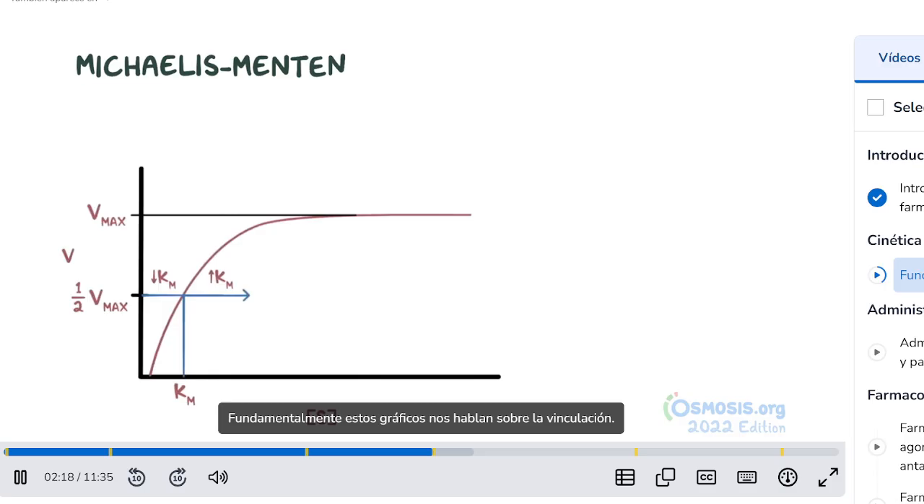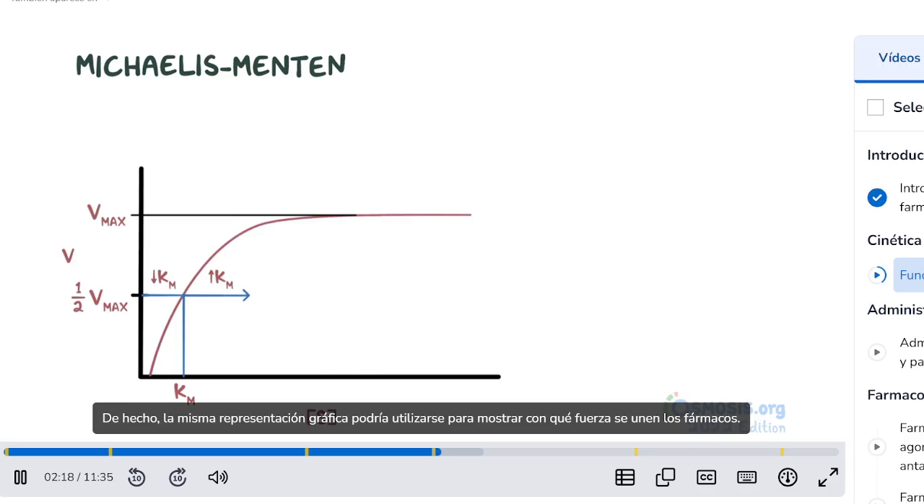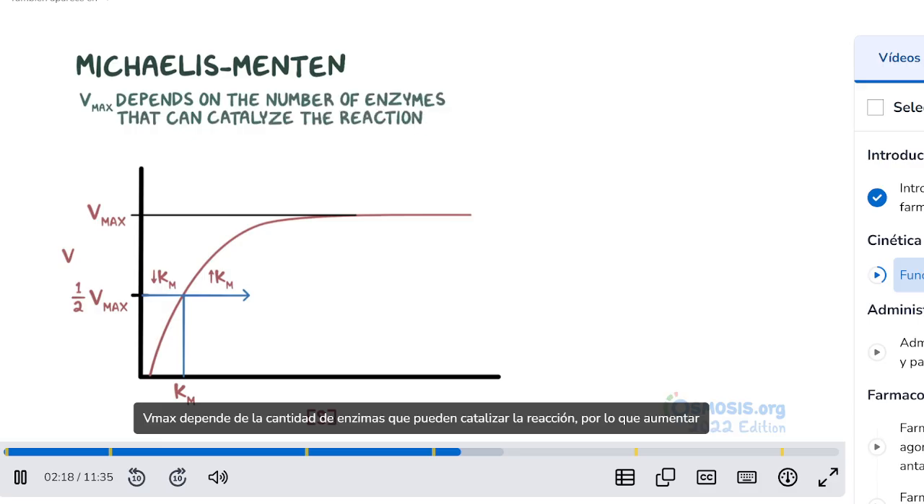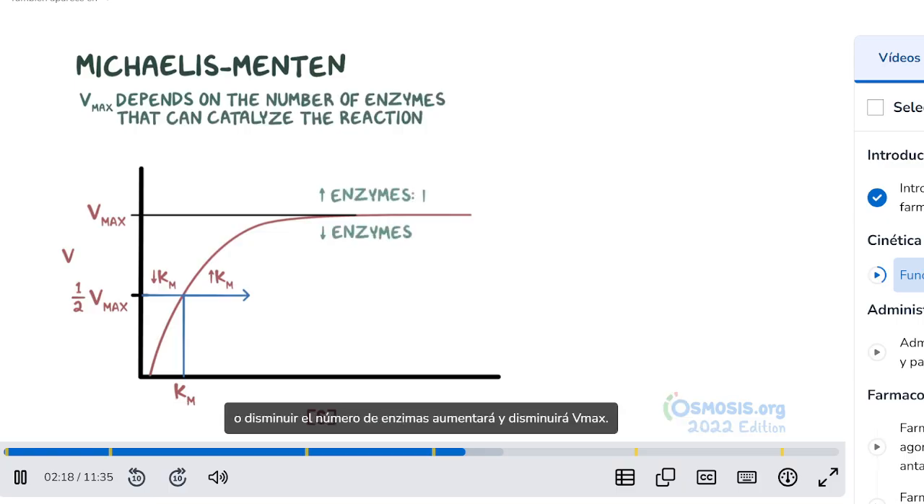Fundamentally, these graphs tell us about binding. In fact, the same graphic representation could be used to show how strongly drugs bind to receptors, or even how transcription factors bind to DNA. So while we're here, let's look at how Vmax or Km can increase or decrease. Vmax depends on the number of enzymes that can catalyze the reaction. So increasing or decreasing the number of enzymes will increase and decrease Vmax.